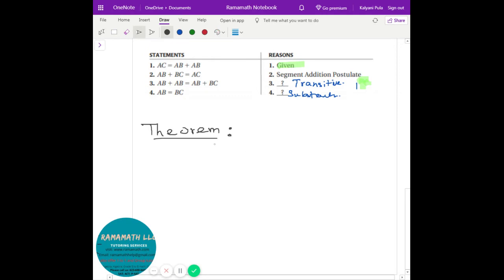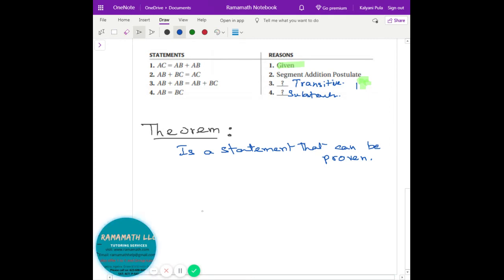So the theorem is a statement that can be proven. That is called a theorem, something you can prove. If we can prove a statement, we can say that it is a theorem. So I'm going to put some theorems up here.